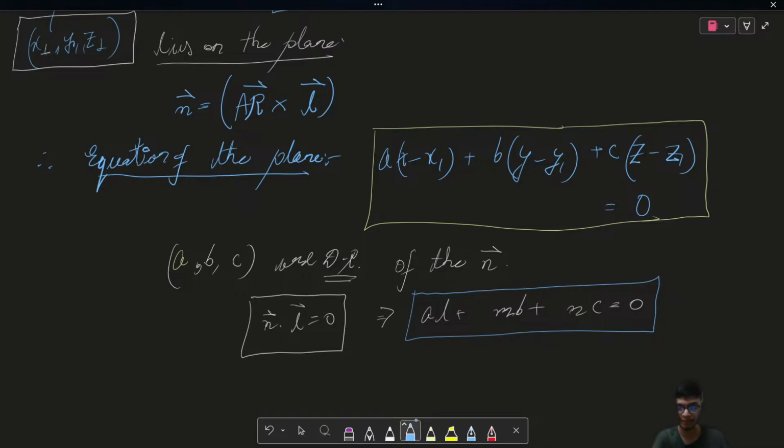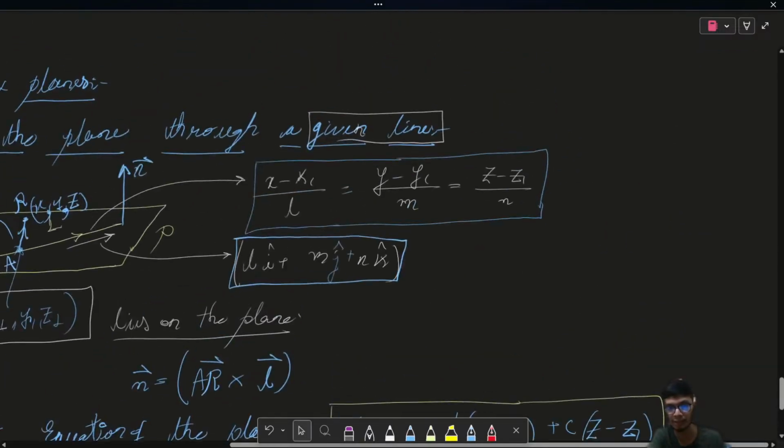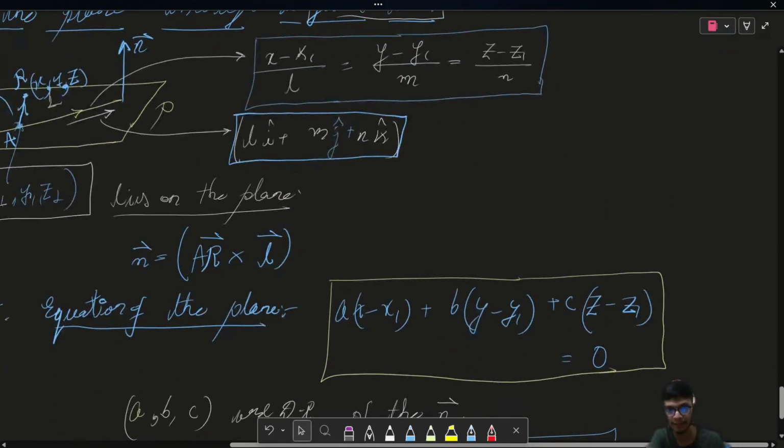So if we have the equation of the line given in something of this form, then I can write the equation of the plane to be of this particular form. Is this part clear to all of you? Is this part clear?